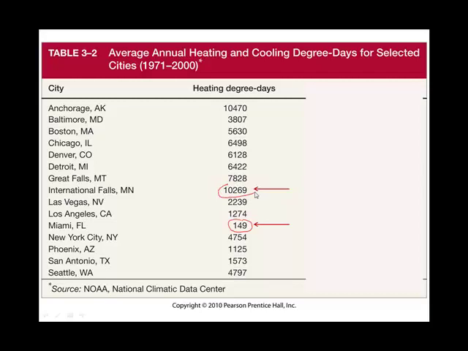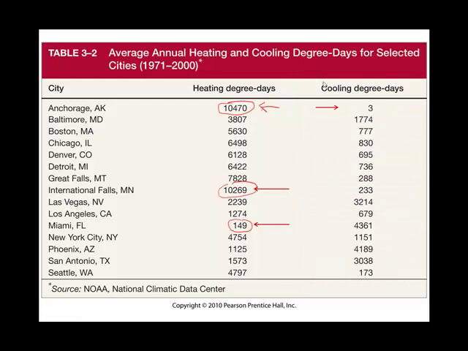Then compare that to International Falls in Minnesota, and they have, well, actually, I should have circled Anchorage, Alaska, because that's even greater up here, isn't it? Anchorage, Alaska, see how much they have to run their heater. They have 10,470 heating degree days. That's a lot. So cooling degree days, and let's stick with Anchorage up here, notice that it only has three cooling degree days, relative to having to run their air conditioner because it's warmer than 65 degrees Fahrenheit. Isn't that funny?